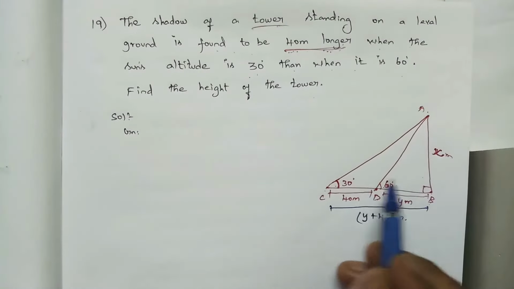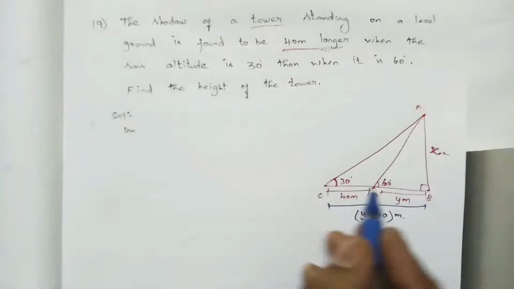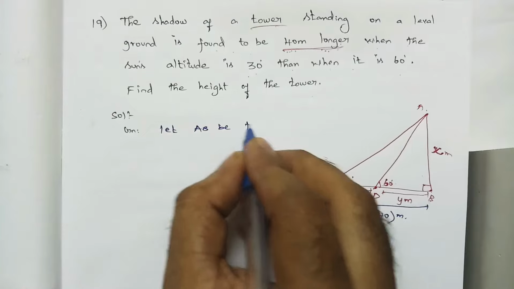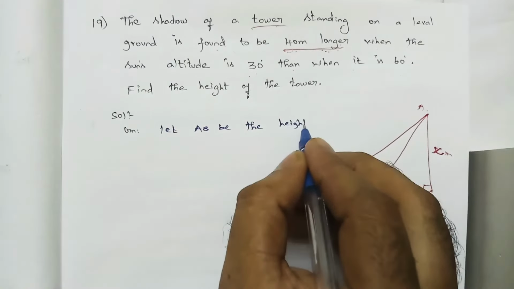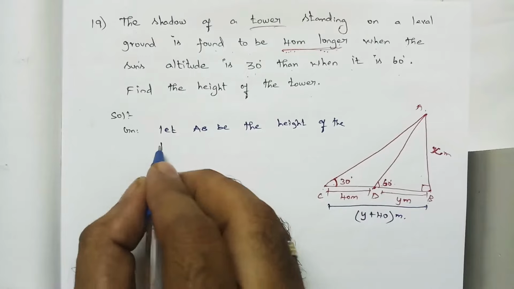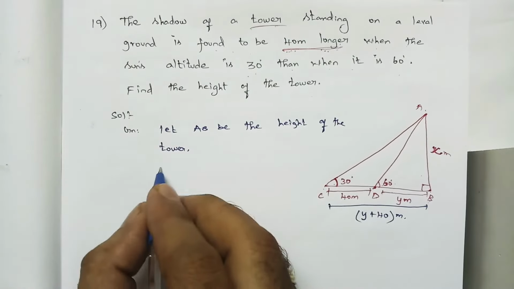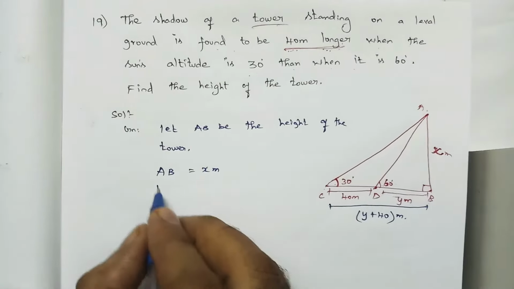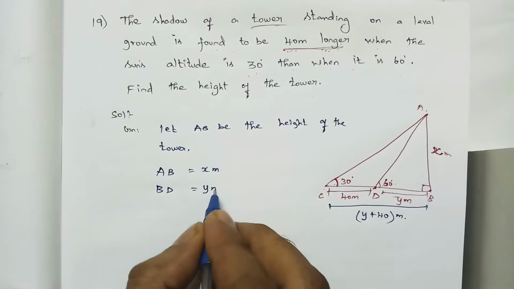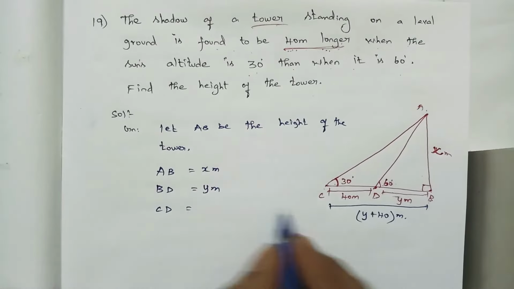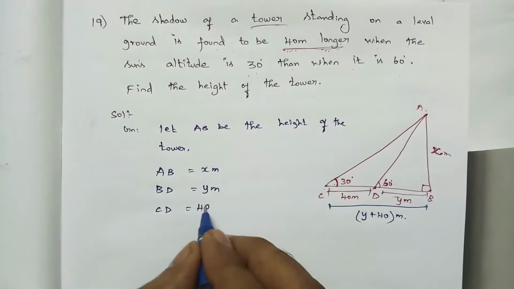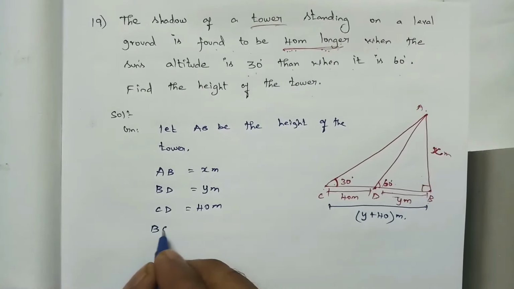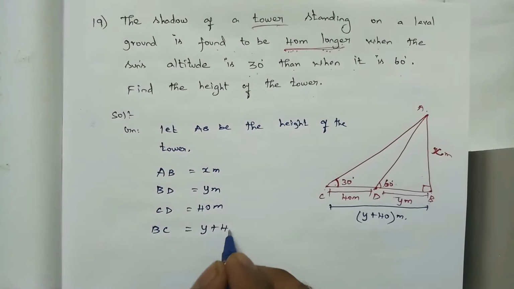Very simple, by using the two right angle triangles. First write the given. What are given? I'm just assuming that let AB be the height of the tower. That is AB is equal to X meter and BD is nothing but Y meter. CD is nothing but 40 meter. And BC is equal to Y plus 40 meter. That is very important. Understood?